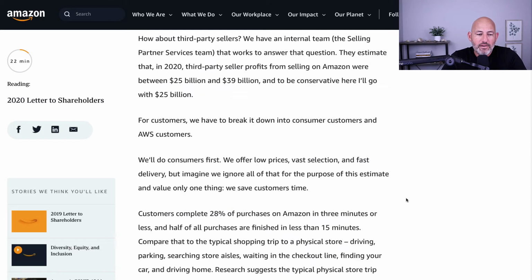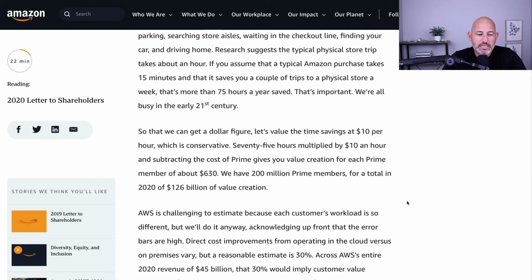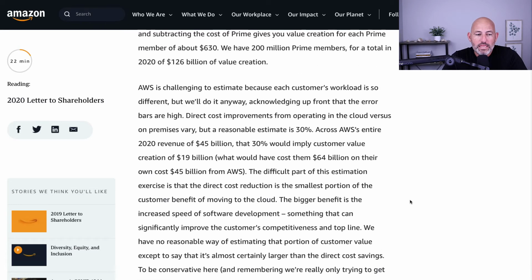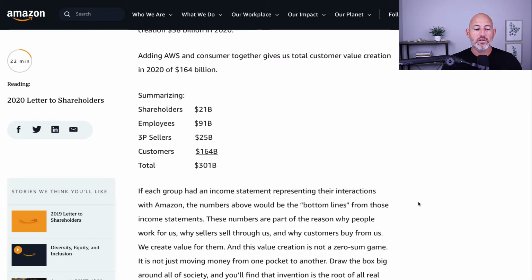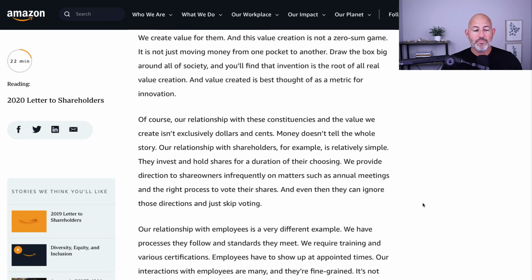And then a few other things here that I think are interesting is that, with AWS in particular, one of the things that they're doing is that they're dividing up the customer value creation. So shareholders, employees, third-party sellers, and they're showing that they were able to create in 2020 164 billion in customer value creation. So I do like this idea of thinking about externalities, where you're actually thinking about what you're doing in terms of an impact on the world.